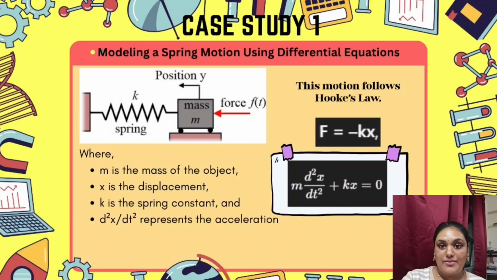Now, when we study how the spring moves with time, we use a differential equation. The equation is m d²x/dt² plus kx equals to 0. Here, m represents the mass attached to the spring. d²x/dt² is the acceleration, and then kx is the restoring force pulling it back.